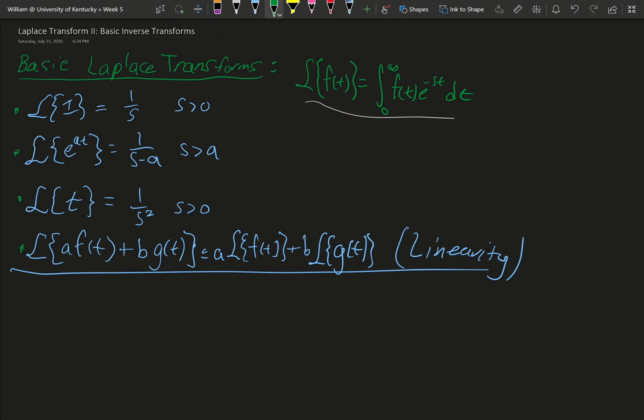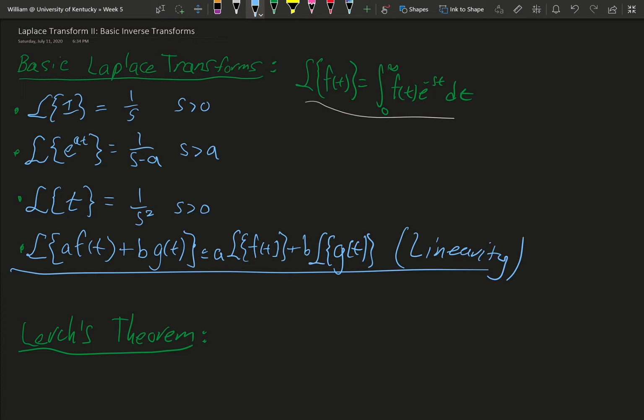Today we're going to start talking about some basic inverse transforms. Before we do that, though, you might be wondering how do we know we can even take inverses? I mean, we're taking an integral of a function times something else, but it's not an indefinite integral. It's an improper but definite integral from 0 to infinity. I can get tons of different things that have the same integral from 0 to infinity.